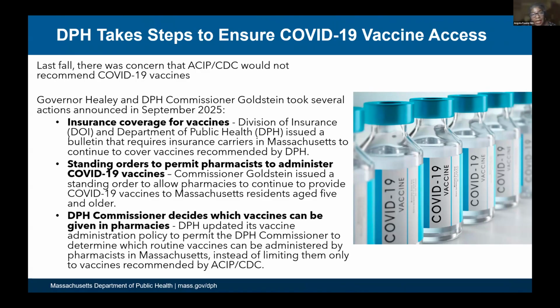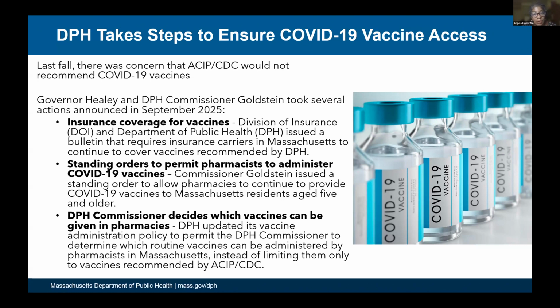So Governor Healy and Commissioner Goldstein changed things. They worked with the Division of Insurance, and insurance companies have been amazing partners in this. I mentioned earlier that insurance companies are required by law to cover vaccines recommended by the ACIP, but they're not necessarily obligated to cover vaccines that are not. But the insurers worked with the Department of Public Health and issued a bulletin that requires insurance carriers to cover vaccine recommendations as per DPH, if they're not recommended by ACIP.